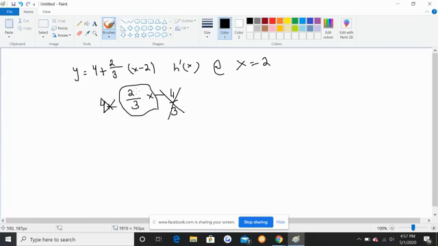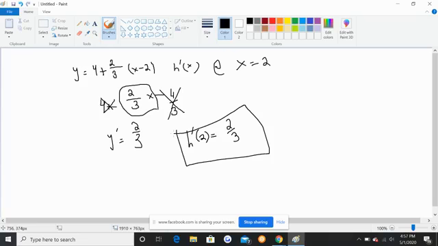Okay. So this is pretty straightforward, right? We have 2/3 times x, and the derivative of 2/3 x is just going to be 2/3. So y prime is equal to 2/3, which is a constant and doesn't depend on x. So we know that h prime of 2, since the lines are tangent at 2 and their derivatives are equal to each other, will equal 2/3. So we solved the first part of the problem. Yay.